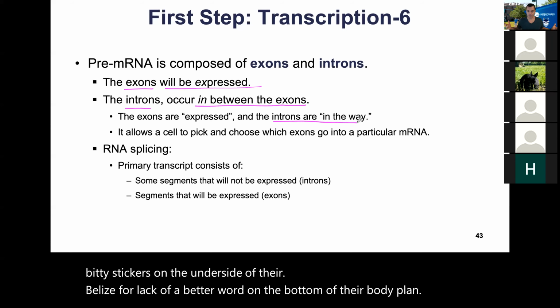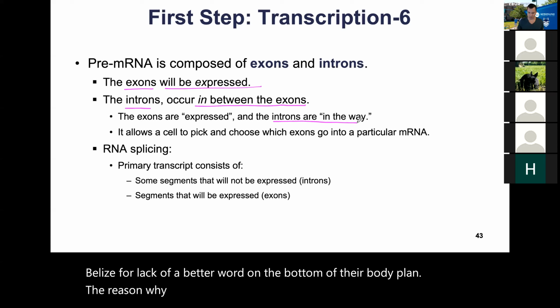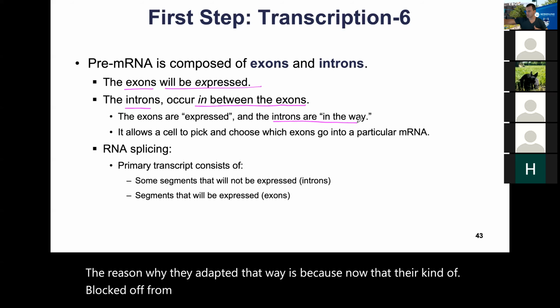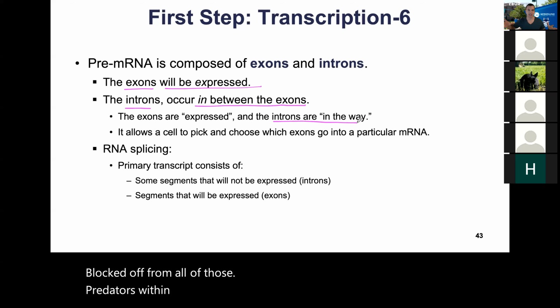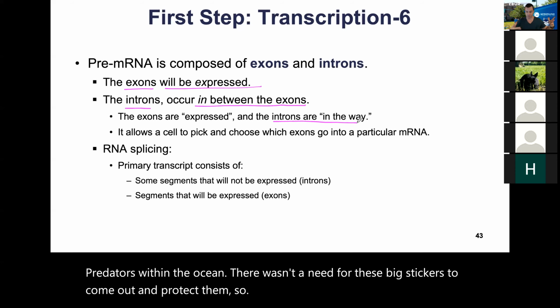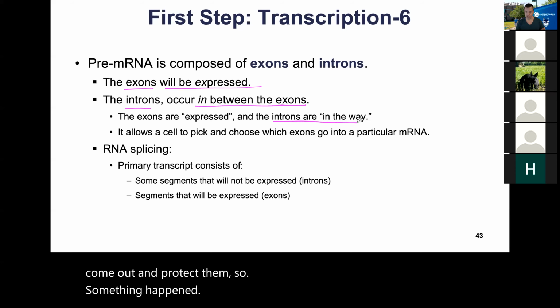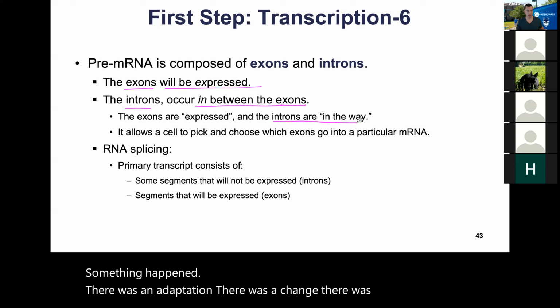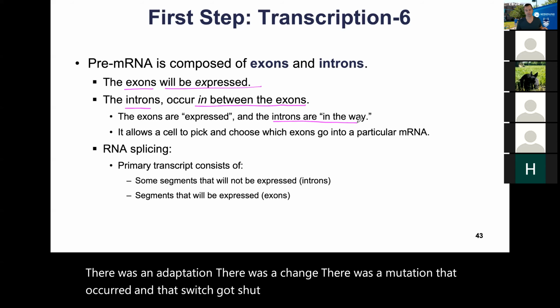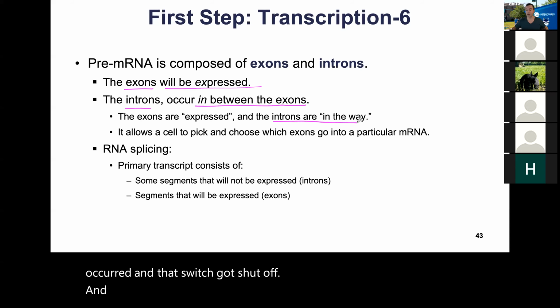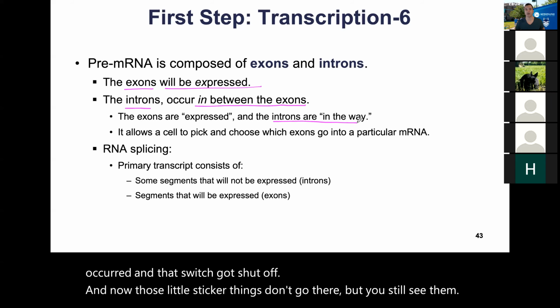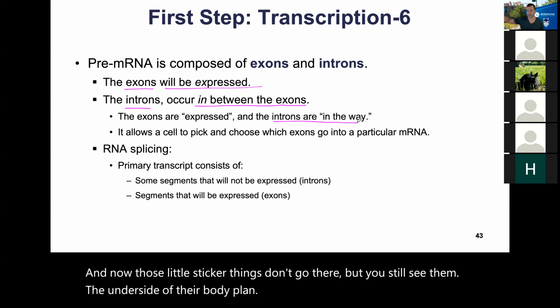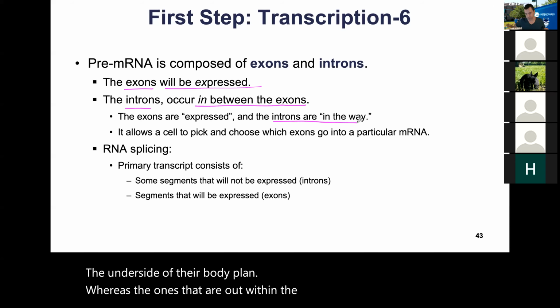And the reason why they adapted that way is because now that they're kind of blocked off from all of those predators within the ocean, there wasn't a need for these big stickers to come out and protect them. So something happened. There was an adaptation, there was a change, there was a mutation that occurred, and that switch got shut off. And now those little sticker things don't go there, but you still see them on the underside of their body plan. Whereas the ones that are out within the saltwater, exposed to bigger fish, more predators, they still have them.